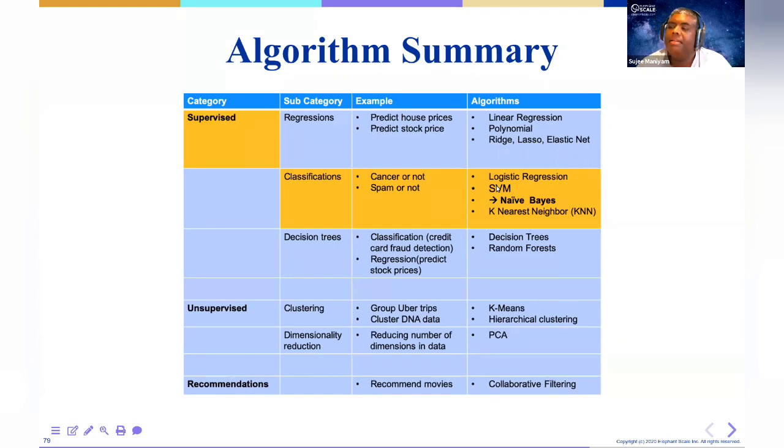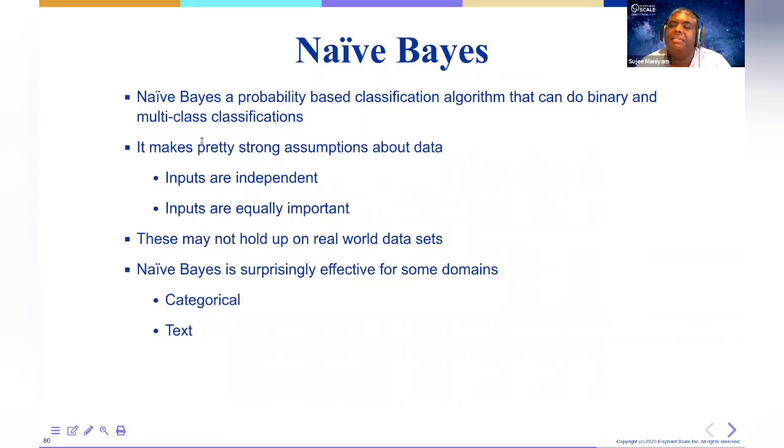Now, the reason it's called naive Bayes is it makes some assumptions that really don't hold in the real world. So Bayes is a probability-based algorithm. It basically calculates the probability of, for example, what are the chances of one object being A or B, right? So that's kind of the idea. So it makes two strong assumptions. One, inputs are independent, meaning the inputs don't have much correlation, right? That's a big assumption. And also it says inputs are equally important. Another big assumption, right?